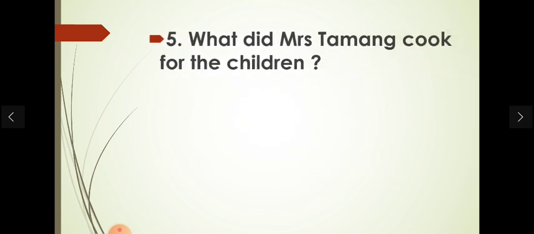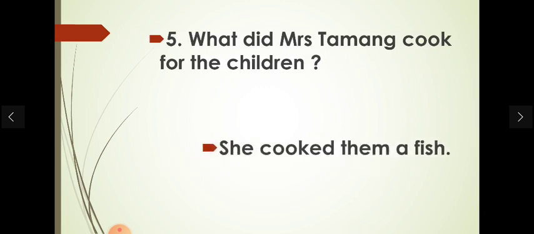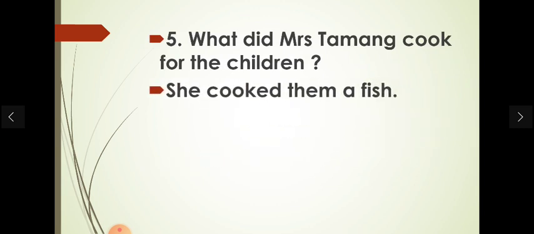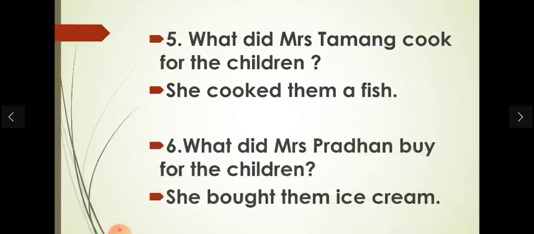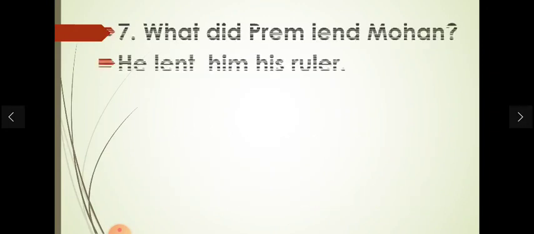What did Mrs. Tamang cook for the children? She cooked them a fish. Again, we have to write in the past tense, and here the children and fish are related to Mrs. Tamang indirectly. What did Mrs. Pradhan buy for the children? She bought them ice cream.